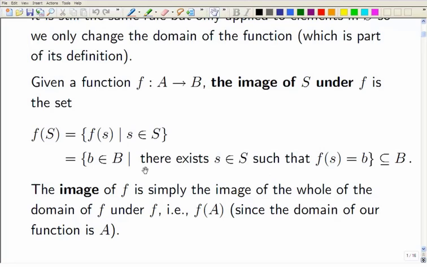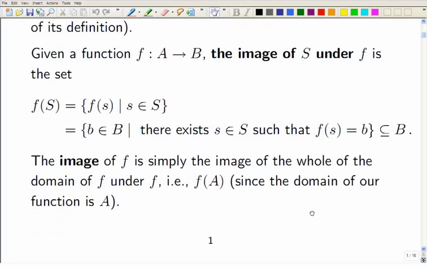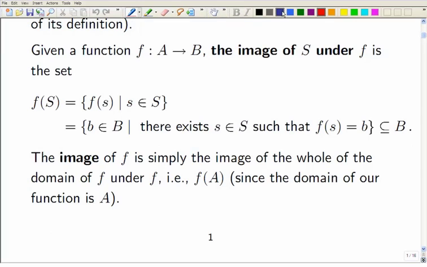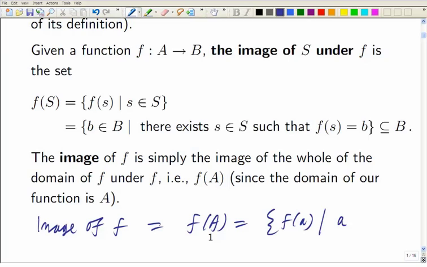If you just say the image of f, that means you look at the image of the whole of your domain. So that's just the whole of f of A. So the image of f is equal to f of A. It's equal to the set of all points f of a where a is in A, and there's a second version of that you can write out for yourself.